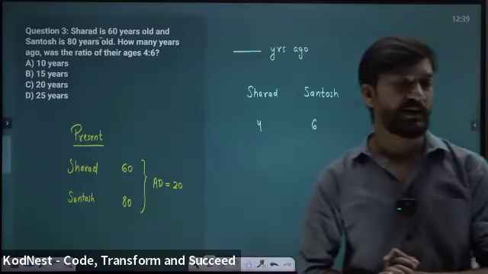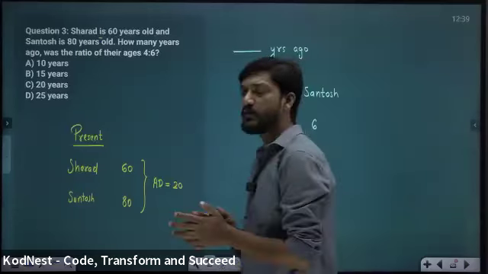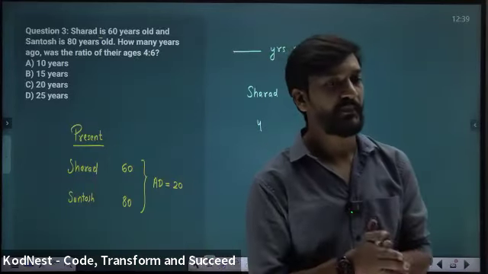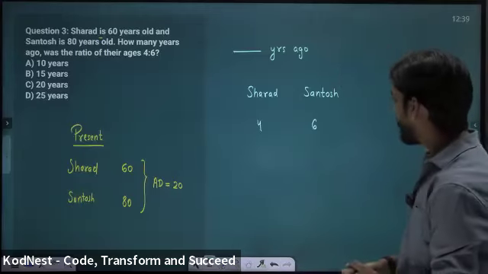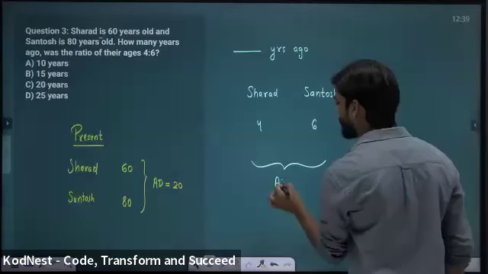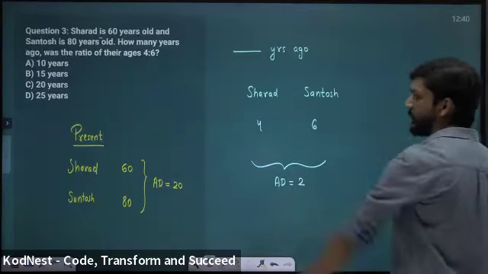What problem is there? Please answer. I will modify the values. What problem is there with these values? Age difference. Okay, age difference, how much? How much is the age difference? 6 minus 4, 2. All right.